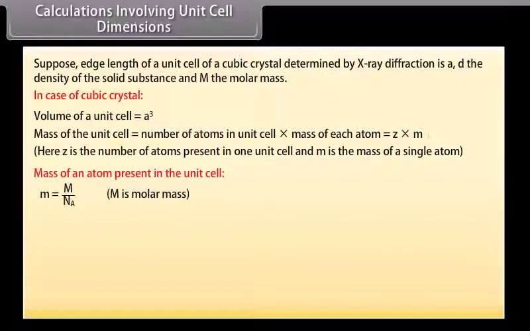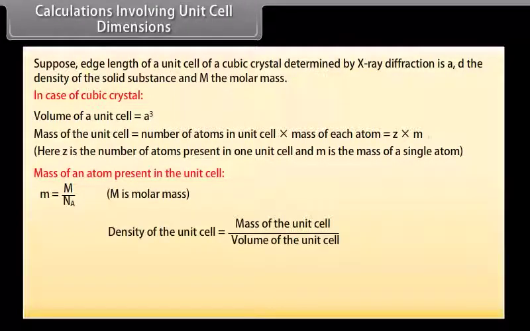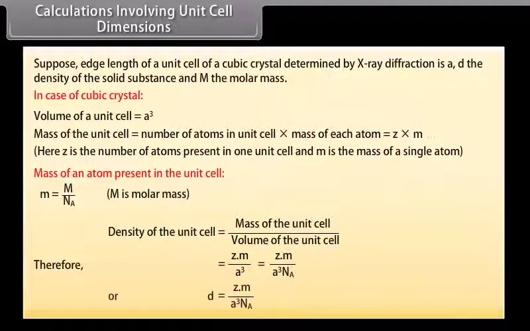M is the molar mass. Density of the unit cell is equal to the mass of the unit cell upon the volume of the unit cell. Therefore, it is equal to Z times m upon a cubed, which is equal to Z times M upon a cubed Nₐ, or d is equal to Z M upon a³ Nₐ.